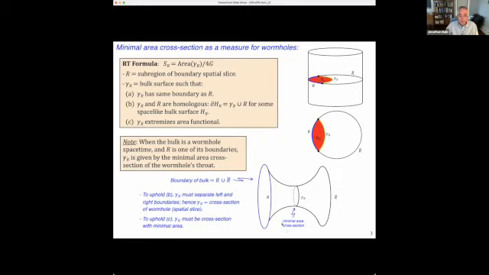So, to summarize, the RT formula suggests that if we have adopted entanglement entropy as our measure of entanglement, then the corresponding measure of a wormhole should be given by the minimal area cross section of the wormhole.